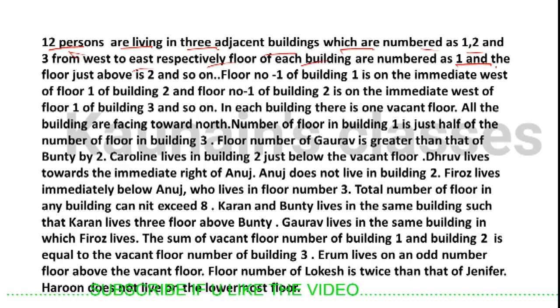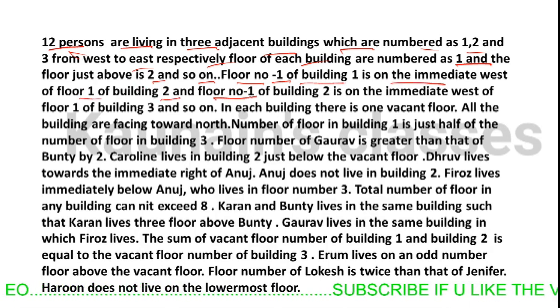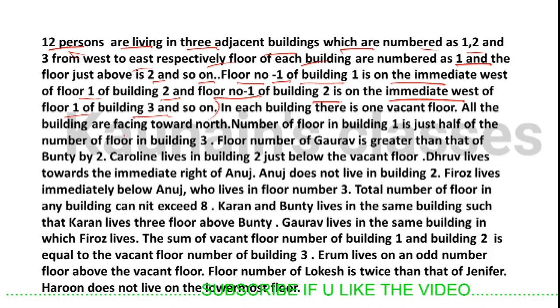Each building has floors numbered 1 and the floor just above is 2 and so on. Okay. The floor number 1 of building 1 is on the immediate west of floor number 1 of building 2, and floor number 1 of building 2 is on the immediate west of floor number 1 of building 3 and so on. So these lines are just giving you information about what the puzzle is all about.